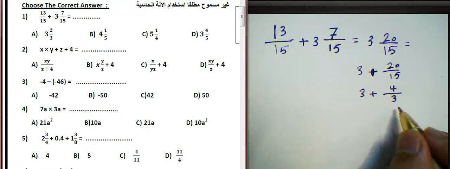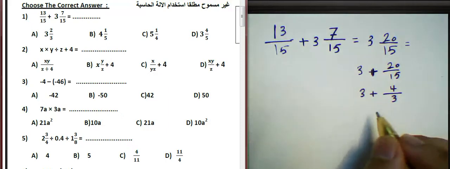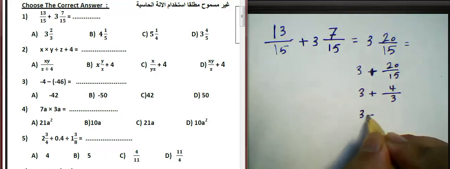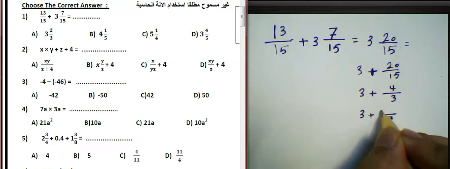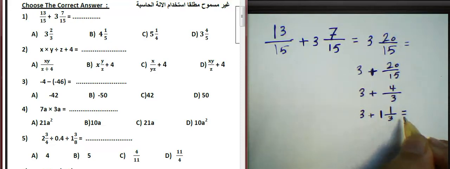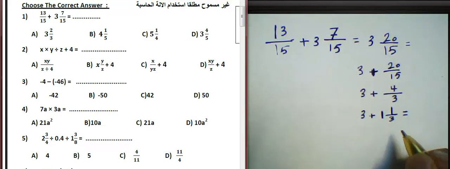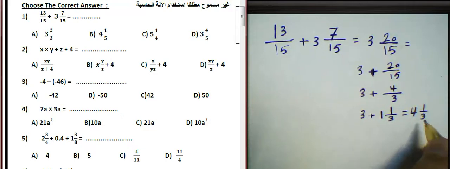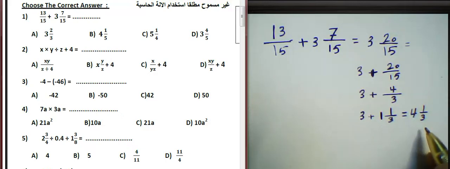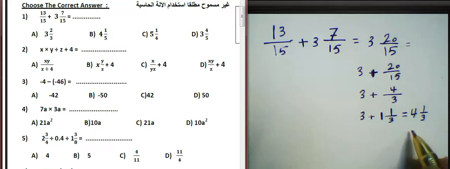We know 4 divided by 3 equals 1 and the remainder 1. Then 4 over 3 equals 1 and 1 over 3. The last step, we must add 3 and 1. 3 plus 1 equals 4, and 1 third. Okay, 4 and a third. The result will be 4 and a third.